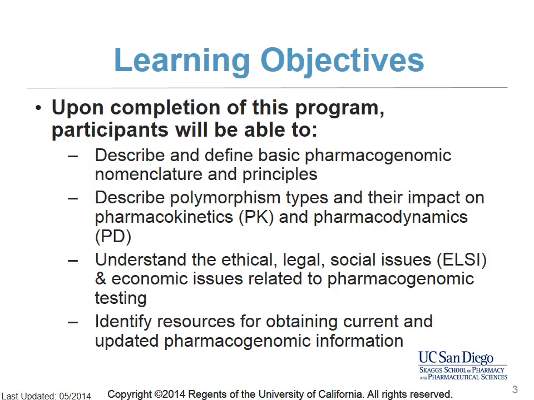Upon completion of this program, we expect participants to be able to describe and define basic pharmacogenomic nomenclature and principles, describe polymorphism types and their impact on pharmacokinetics and pharmacodynamics, understand the ethical, legal, and social issues as well as economic issues related to pharmacogenomic testing, and identify resources for obtaining current and updated pharmacogenomic information.